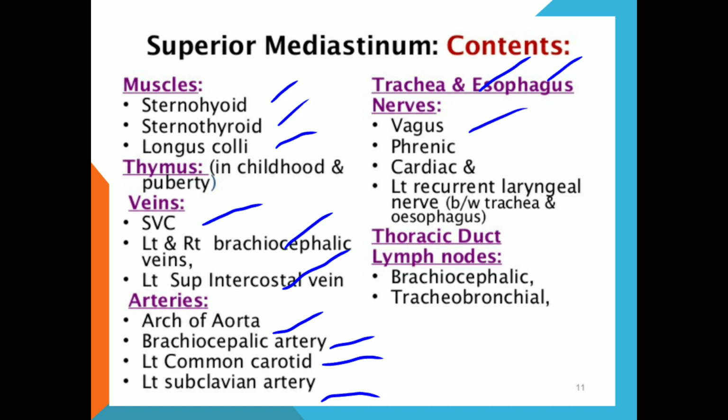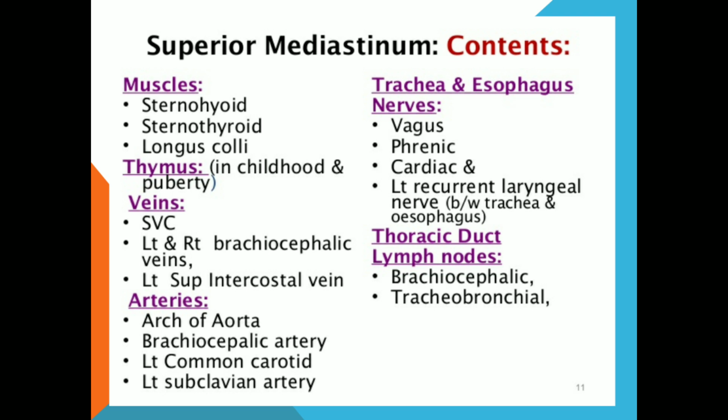Nerves are vagus, phrenic, cardiac and left recurrent laryngeal nerve. The duct, thoracic duct and lymph nodes. Okay, these are all the structures you see in the region of the superior mediastinum.